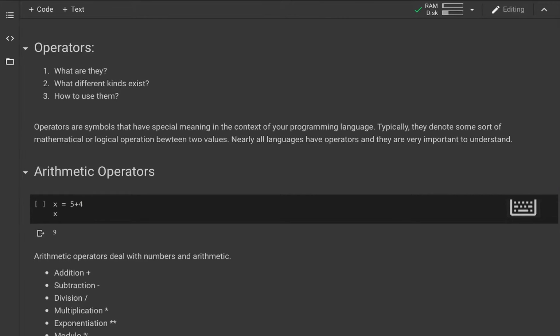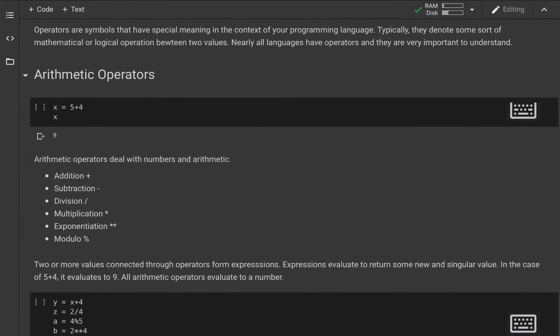Alright, hello everyone. Today we're going to be talking about an essential concept in essentially every programming language. We're going to be talking about operators. What are they, what different kinds exist, and how should we use them in programs? So, to get started, what is an operator?